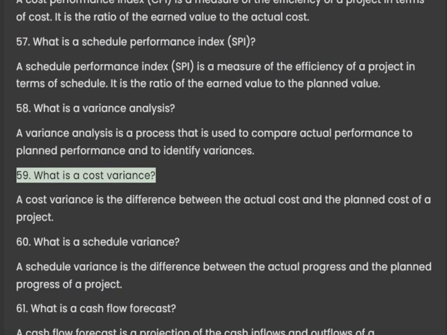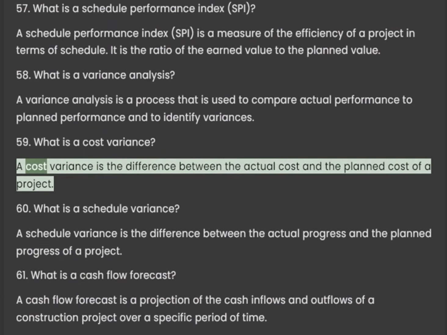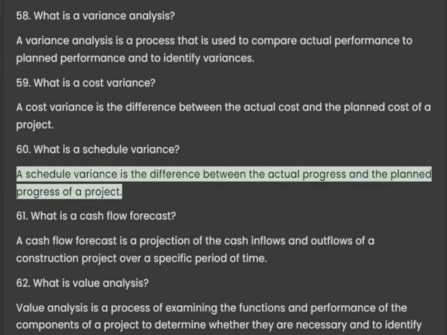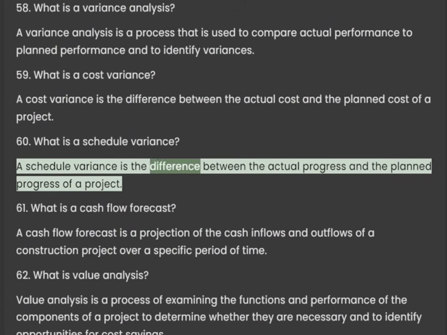59. What is a cost variance? A cost variance is the difference between the actual cost and the planned cost of a project. 60. What is a schedule variance? A schedule variance is the difference between the actual progress and the planned progress of a project.